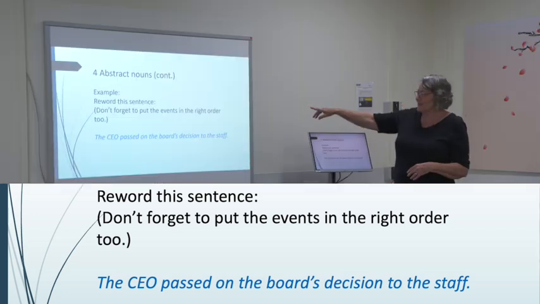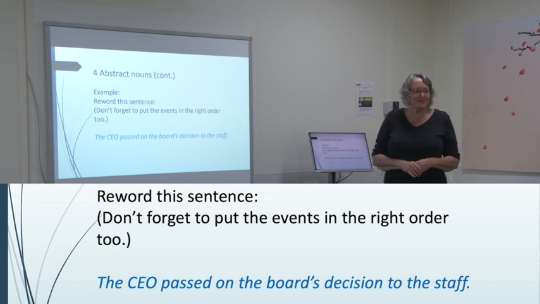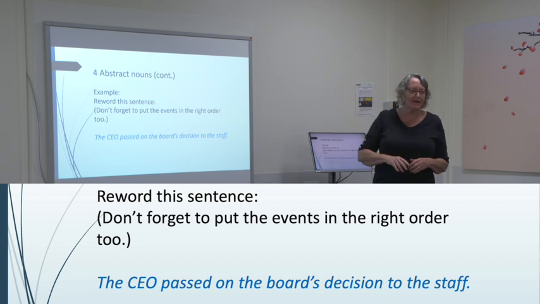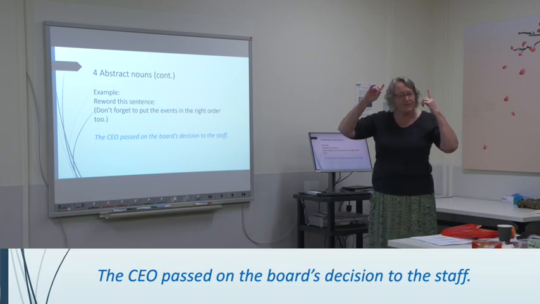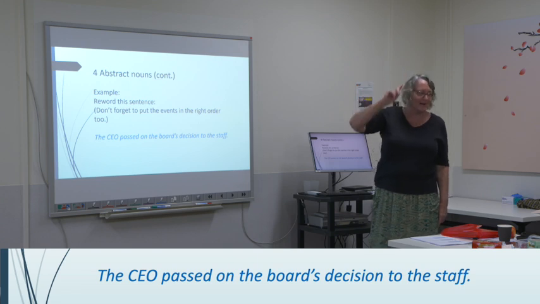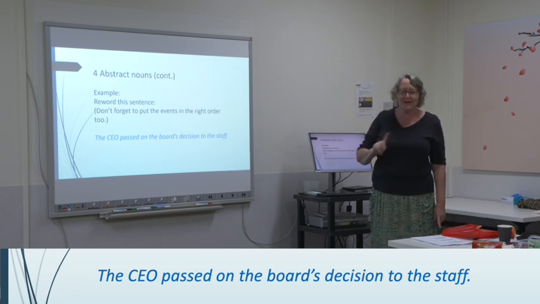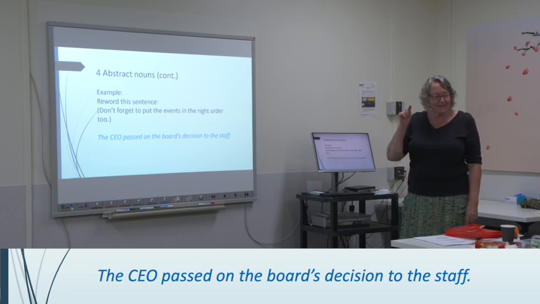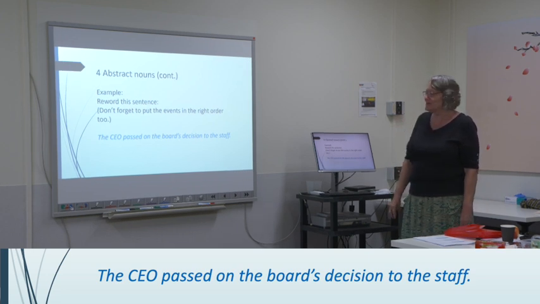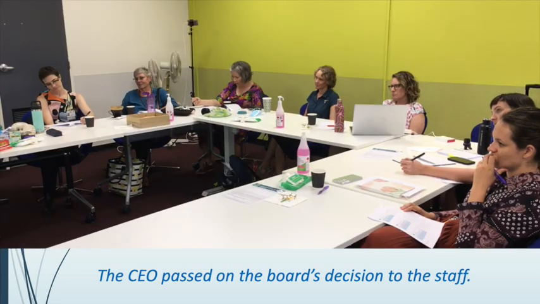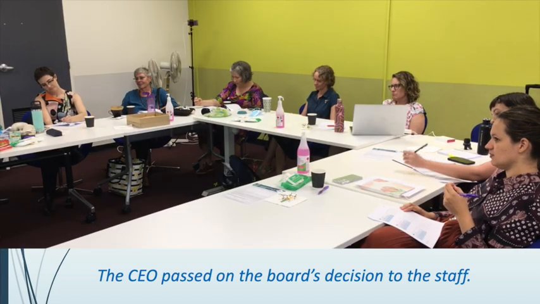And I've got up there, don't forget to put the events in the right order too. So when we're reworking this, but first of all, can you find any abstract nouns inside there? How did you find decision? You saw ION and your brain went, whoop, there is an abstract noun. That's what you're going to do from now on. Hone in on those ION words because they're abstracts and try to find what the verb is. Okay, what's the verb underneath decision? Decide. We've got to turn that into a verb.